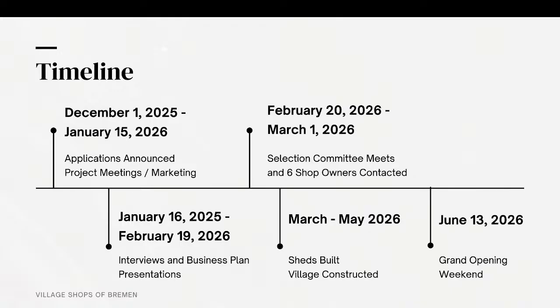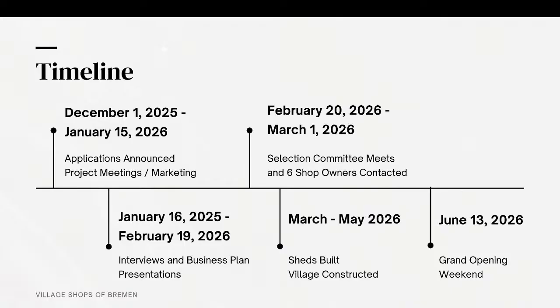So our timeline: I already have the application created. It is ready to go once we get the okay. Starting December 1st, applications would be announced. We would start to have our project meetings, marketing, all of that, with the cutoff for applications being January 15th, and January 16th to February 19th.